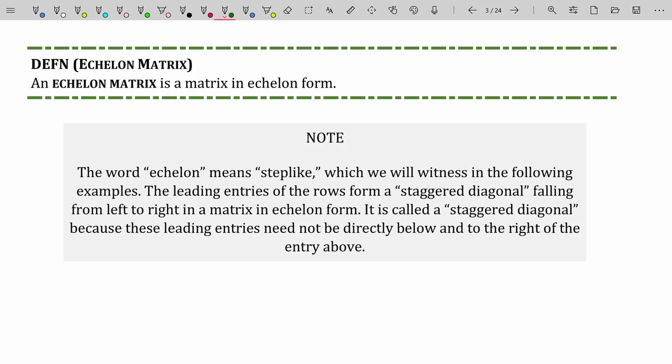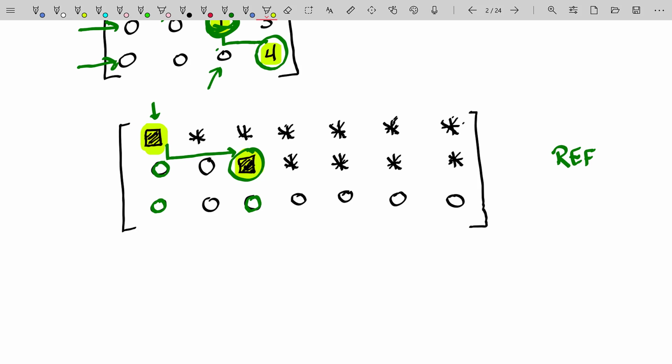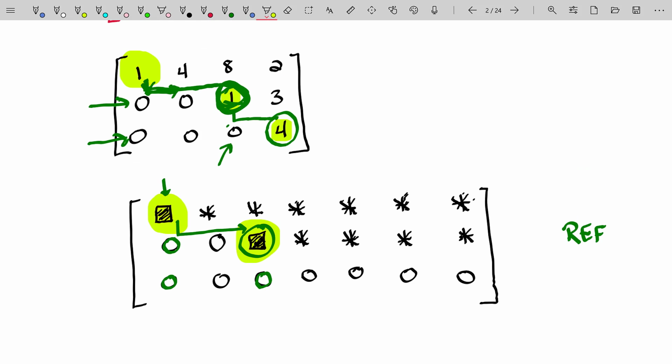Little bit of an aside here. The word echelon means step-like. And if you think about the row echelon form of this matrix right here, it is like you have steps. You have this step right here and then the next step over. That's exactly what a row echelon form matrix, or basically an echelon matrix, looks like. It's a step-like matrix. You can see it actually very nicely in this one right here. Step over, step over.